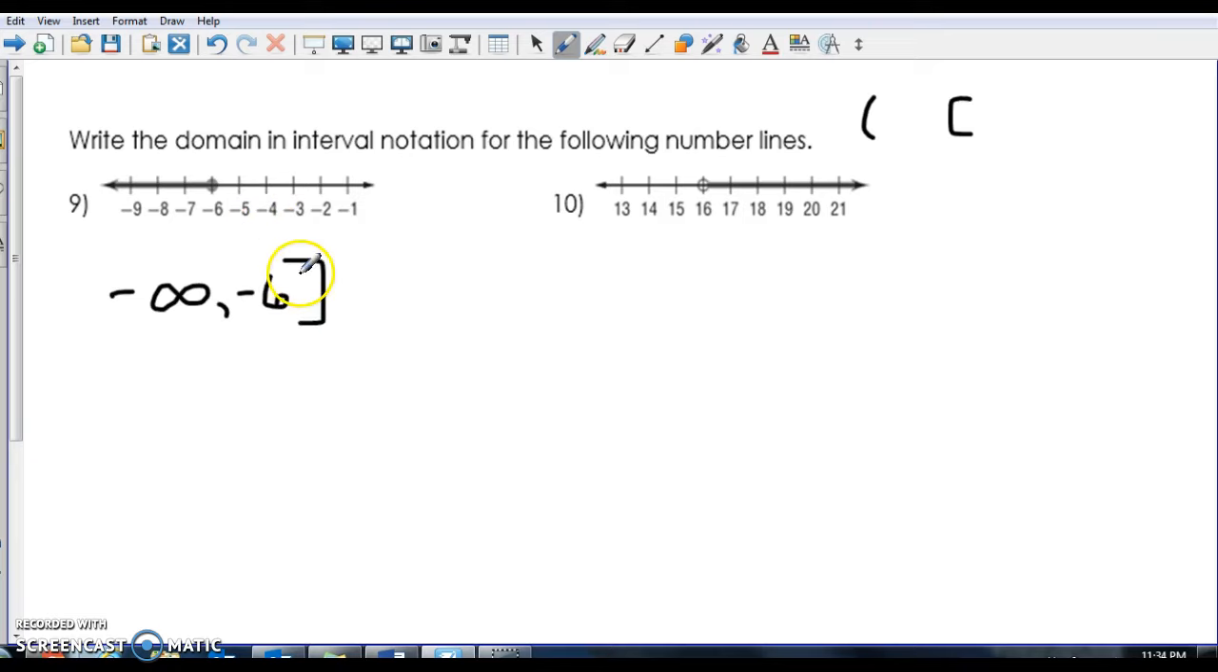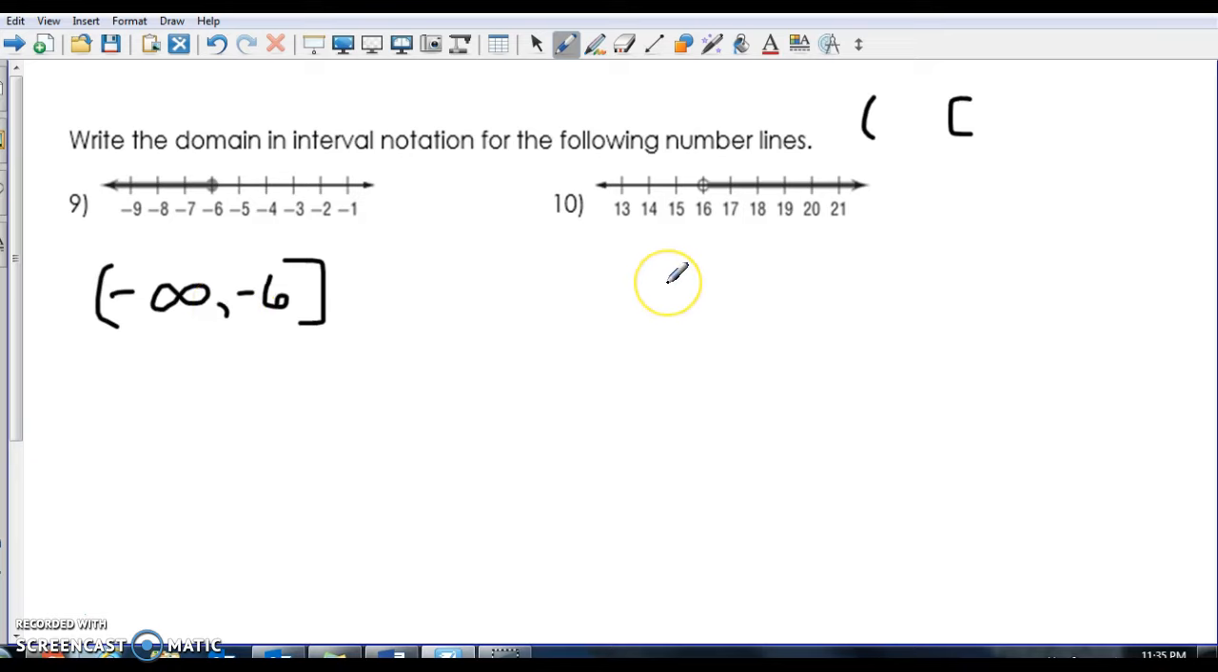And what that means is it includes the number -6. -6 is an actual answer. Infinity is always going to get a parenthesis because you can never ever reach infinity. So this is another way to describe this graph: interval notation. All the numbers go from negative infinity to -6. So we'll do another one and it'll start to make sense.